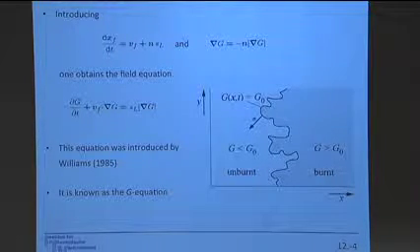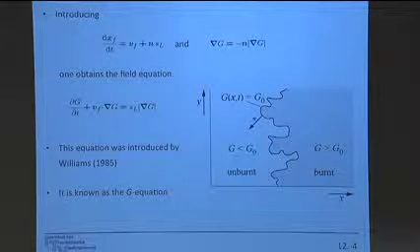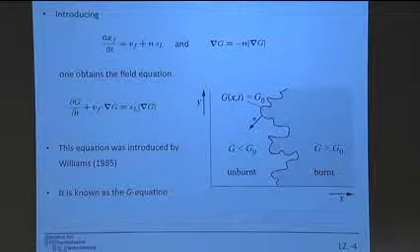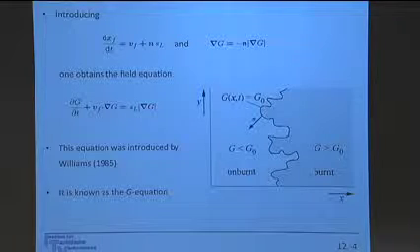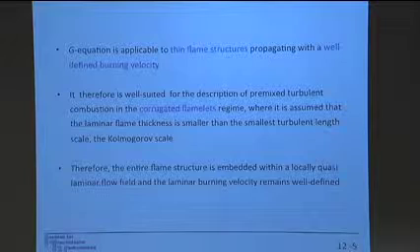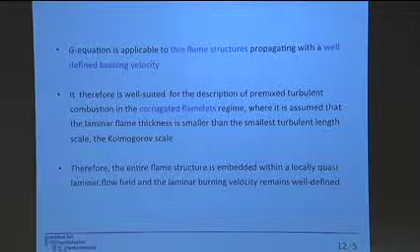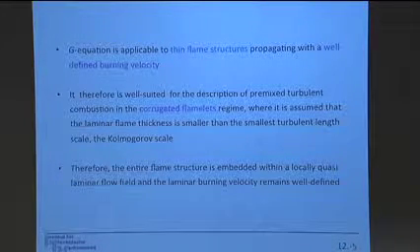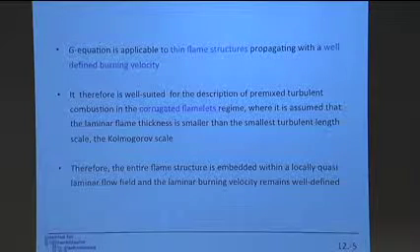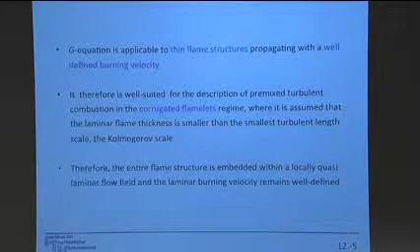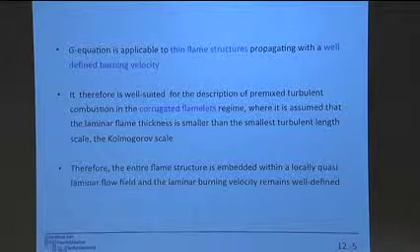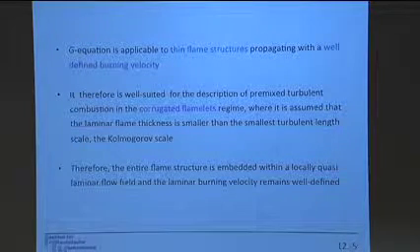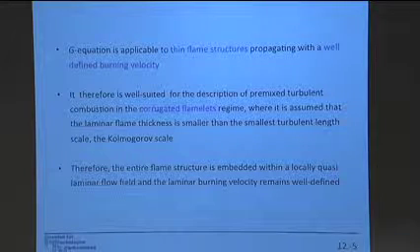And that G equation was first proposed by Williams, and then Kerstein at Sandia, Livermore, and Williams did some DNS studies. Ashworth did some DNS studies. Look at this, and this was later developed into a combustion model. So the G equation can actually track thin flame structures that propagate with a well-defined burning velocity.